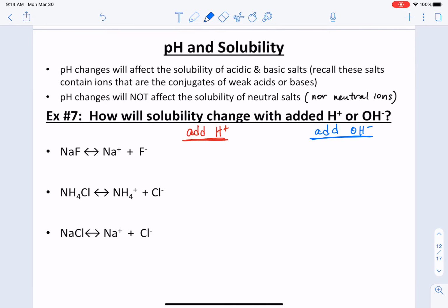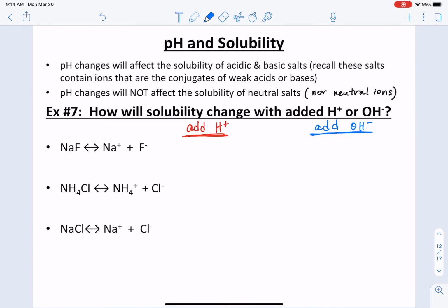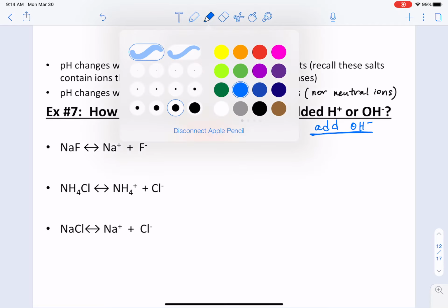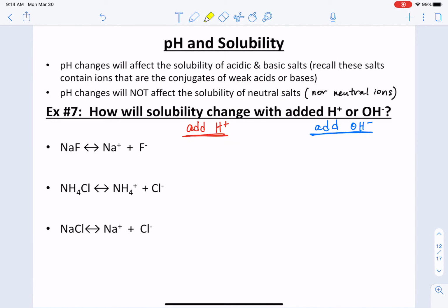All right, the last thing that we're going to talk about here is what if the thing that we add is acid or base? So it's not necessarily a common ion, but it is something that could affect our solution. pH changes in this case can occur if we add an acid or a base, and we're going to be looking at how this would affect specifically acidic or basic salts. pH changes will not affect the solubility of neutral salts, nor will they affect the solubility of neutral ions. So I have 3 salts here for us to look at, and we're going to just chat about these quickly.